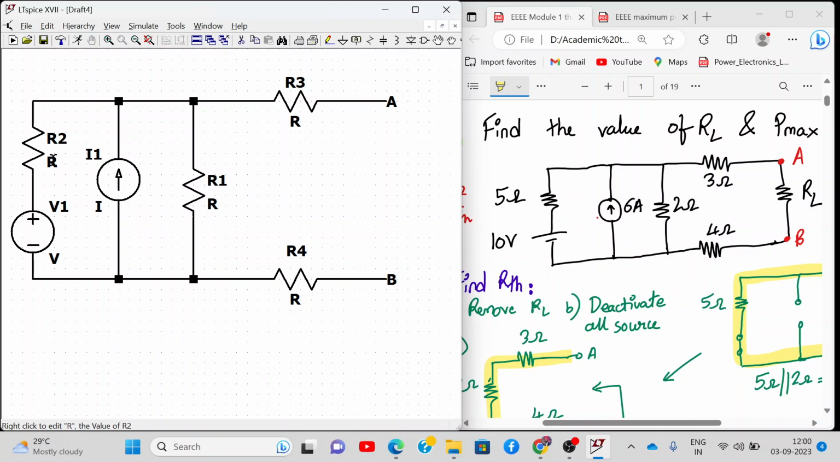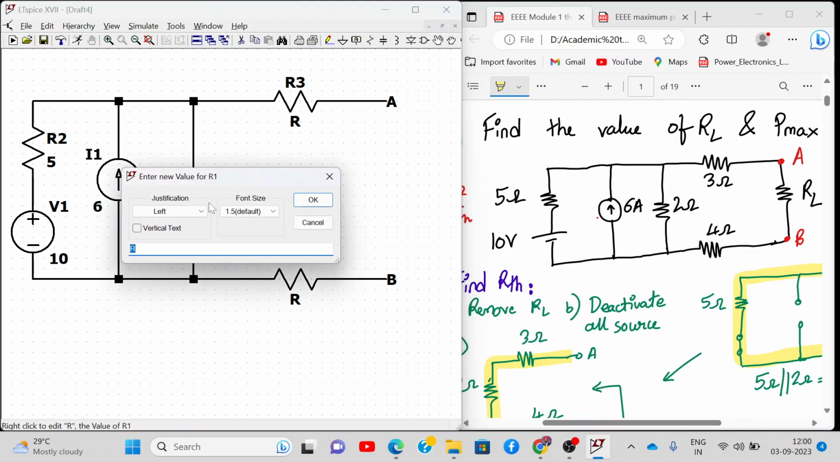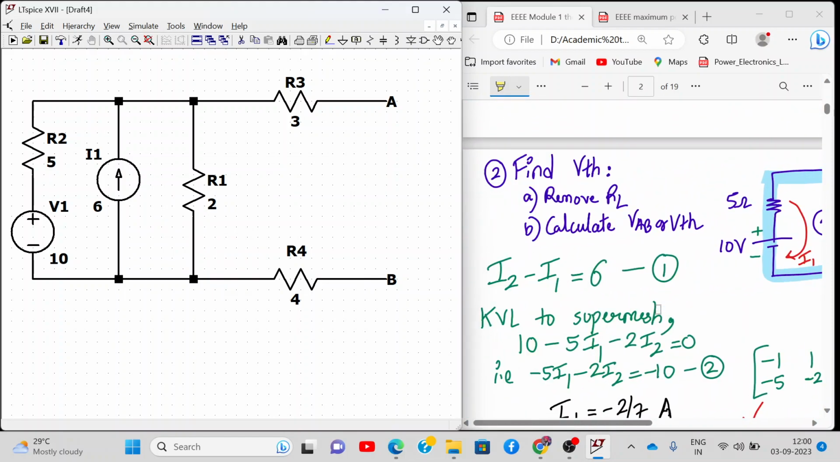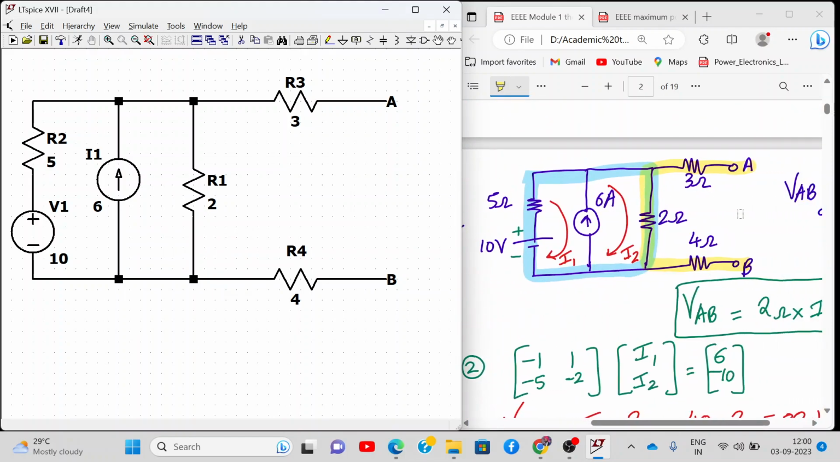Now let me add the values. Here it is 5 ohm. This is 10 volt. This is 6 ampere. This will be 2 ohm. This is 3 ohm, and this is 4 ohm. What we do in calculating VTH is remove RL and directly calculate VAB. I have to connect a ground over here also with a wire, because a circuit without the ground will not be simulated.